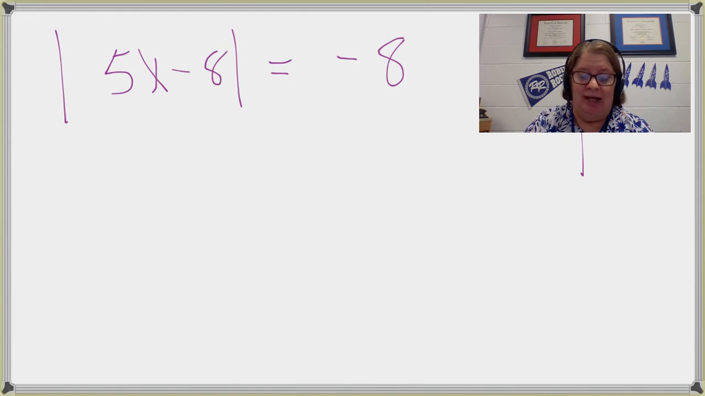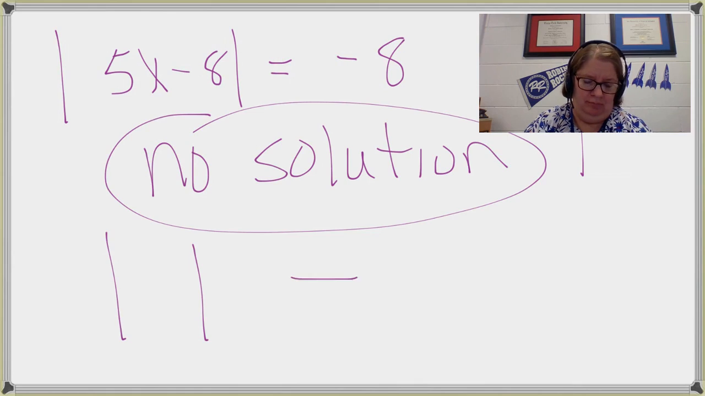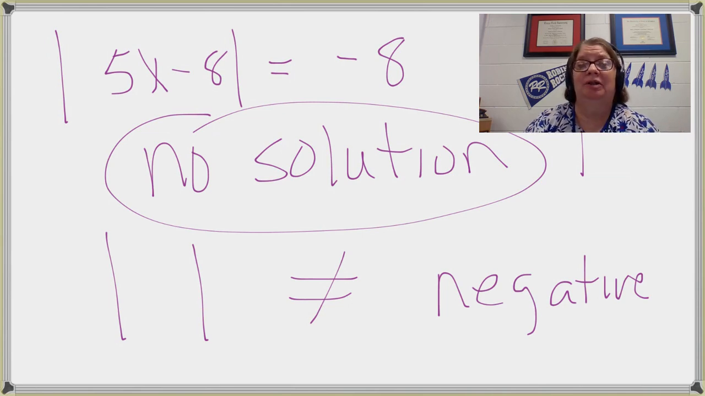Okay, this absolute value can't be negative. It's this easy one. Absolute value can't equal negative. Now, if you have other numbers outside the absolute value, you have to get rid of them first. You have to isolate first. But if everything you have is inside the absolute value bar and it equals a negative, there's no solution because there's no way to have a negative distance from 0. Absolute value cannot equal a negative. No solution. Easy peasy.